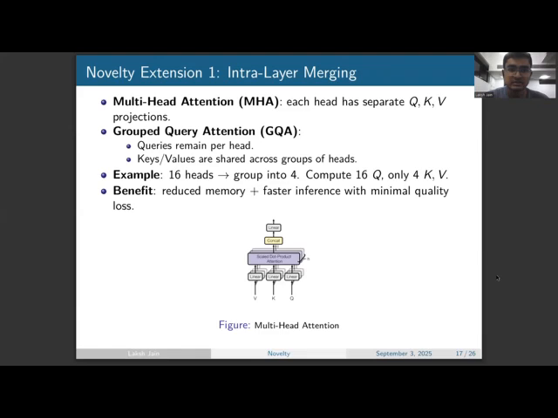And first, let us discuss what multi-headed attention is. In multi-headed attention, we have several self-attention blocks, and each has its separate QKV projections. In group query attention, the queries are unique for each head, but the key and the value matrices are shared across different heads. And the benefit of this is reduced memory and faster inference.